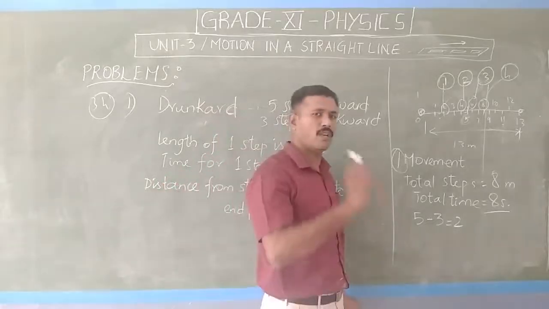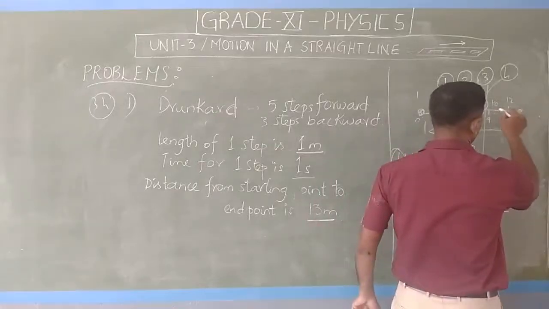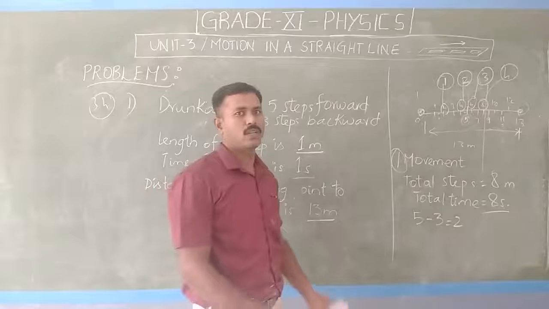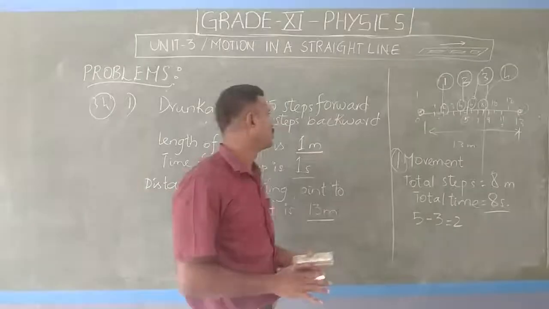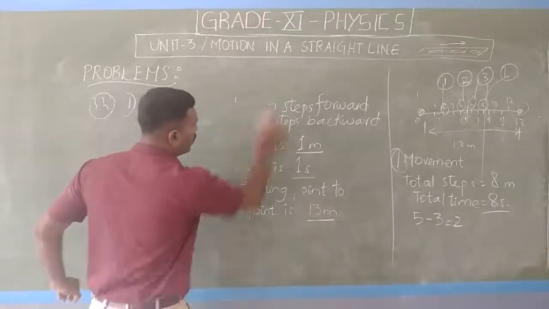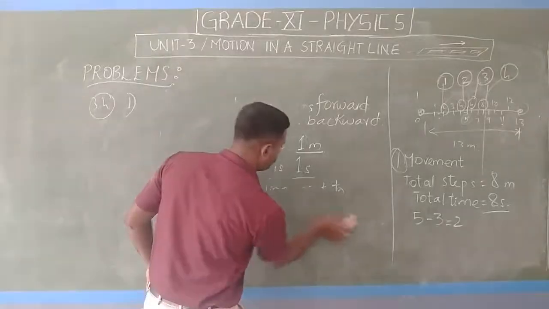So only forward is necessary. After getting to 5, the destination 13 is reached. Now we have to calculate the time for the whole event. So I will show you how to calculate this time, how the time is calculated for these movements.